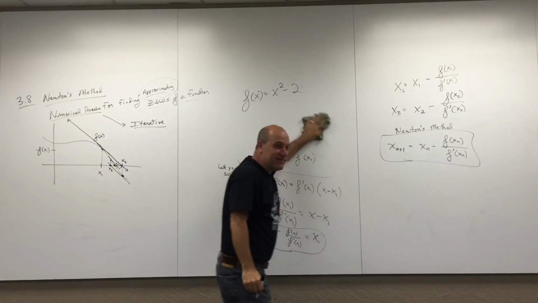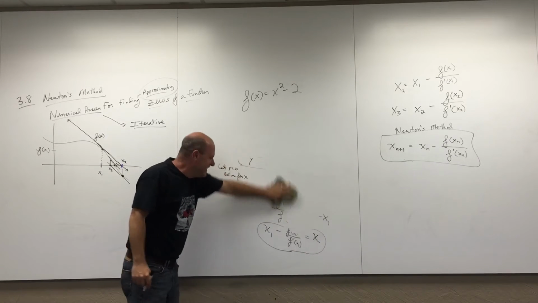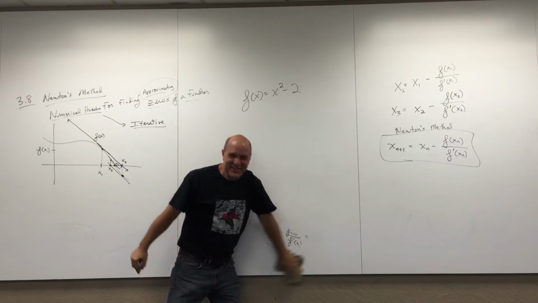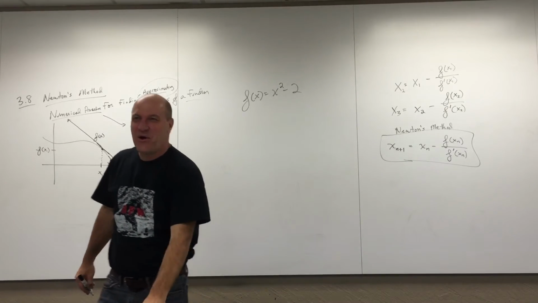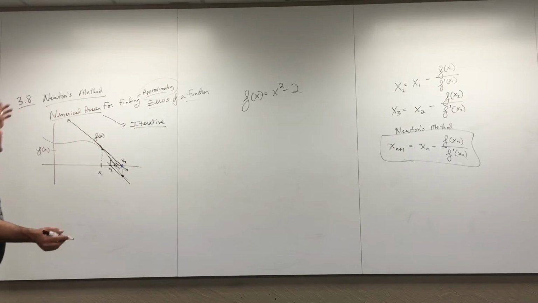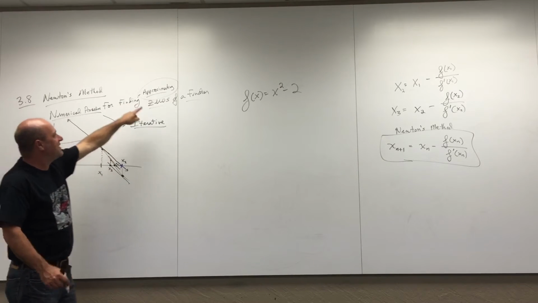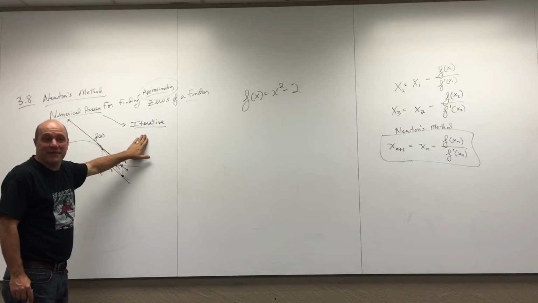So now what am I doing? What's Newton's method good for? What's the goal there? I'm going to go do this formula, but what's the goal? Oh, I'm trying to find the zero. I'm trying to find the x-intercept.